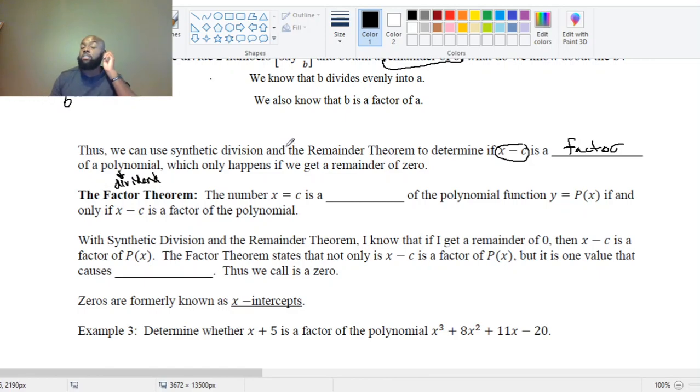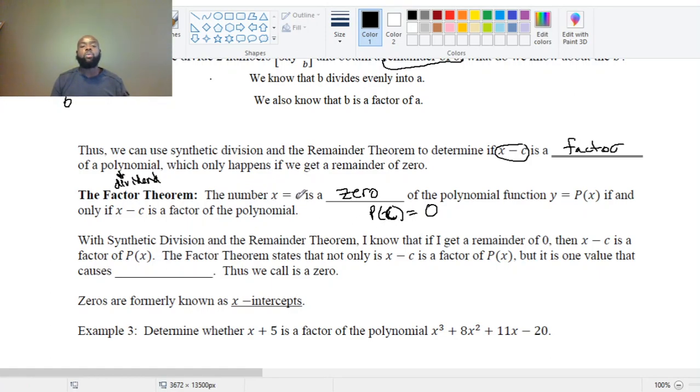It says the number x minus c, and this is going a bit further, is a 0 of the polynomial function y equals f of x if and only if x minus c is a factor of the polynomial. Something is a 0 of a polynomial if when you plug it in, you get 0. That means that x equals c is a 0 of that polynomial. And so I'm going to read this theorem again.